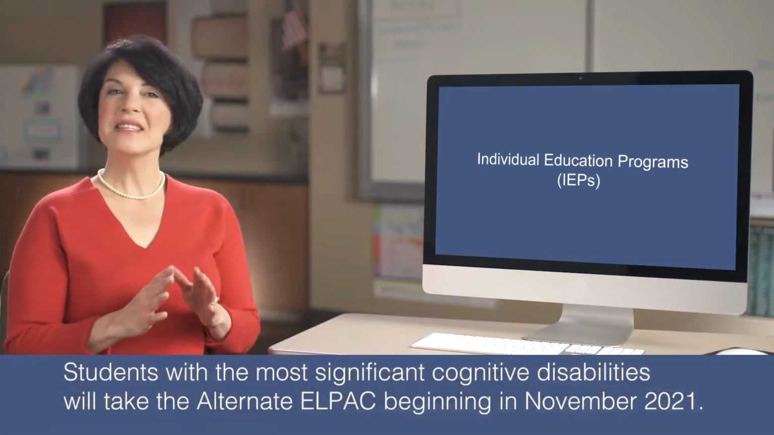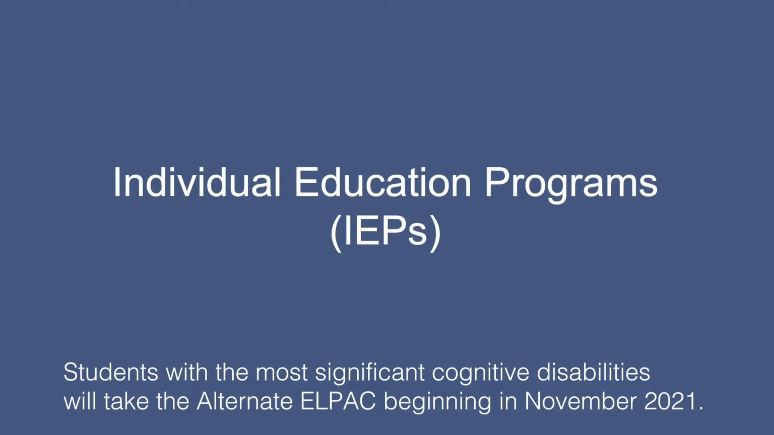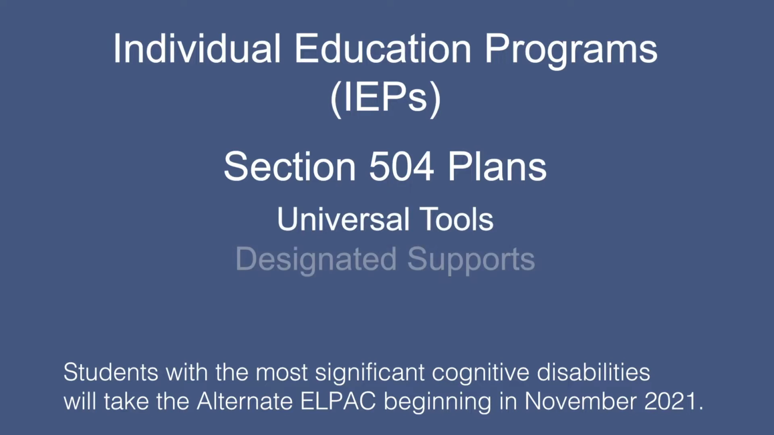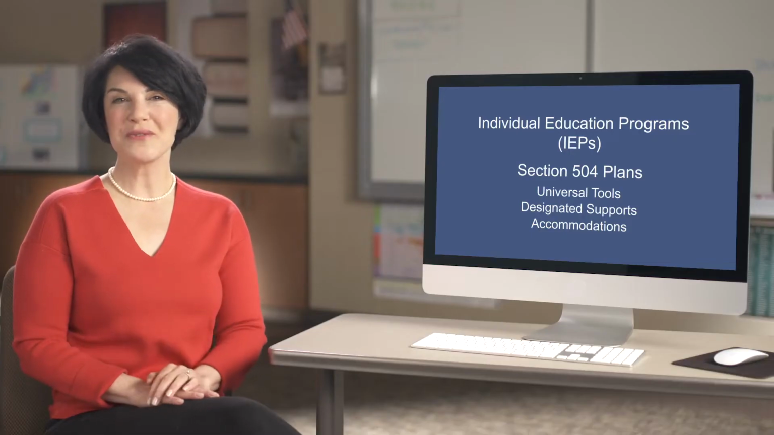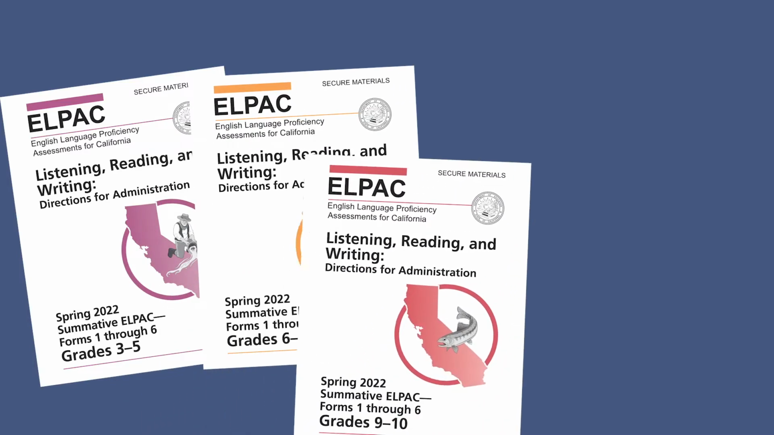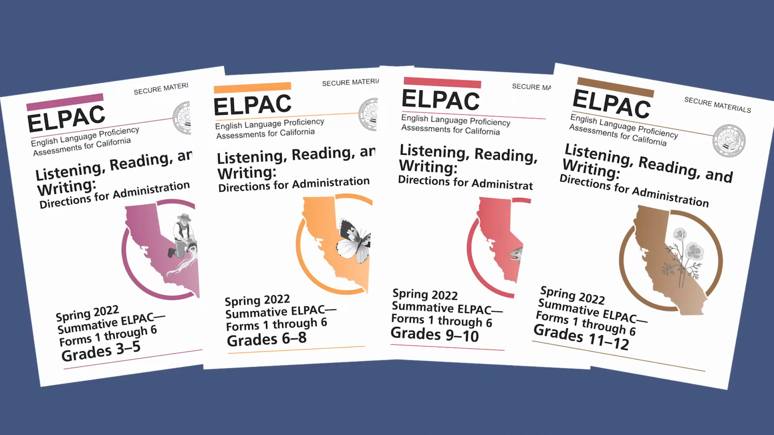Before testing, it is required that you reference individual education programs, IEPs, or Section 504 plans to specify universal tools, designated supports, accommodations, or any combination of these that necessitate testing some students in a separate setting. Critical information for test administration, how to prepare, testing resources, and what you're allowed to say are located within the Directions for Administration manuals, which can be found in the Test Operations Management System, or TOMS.